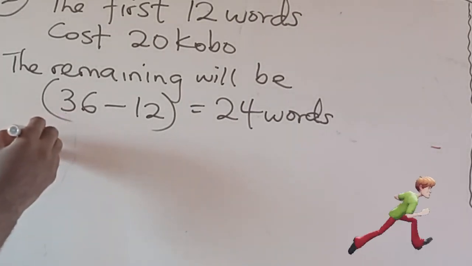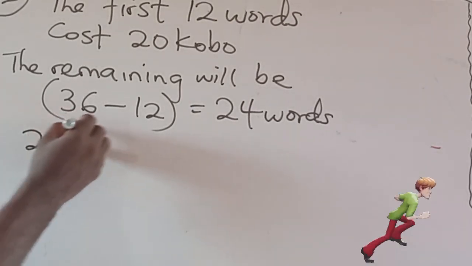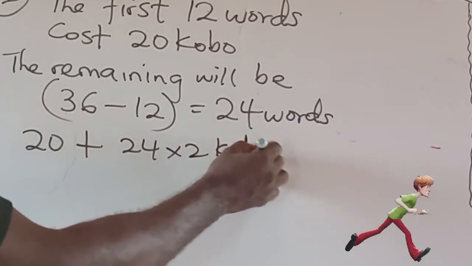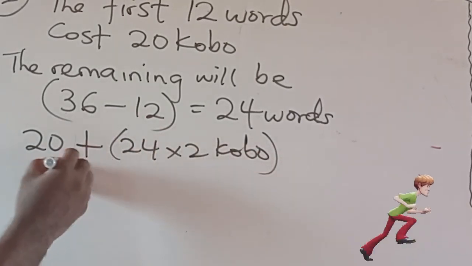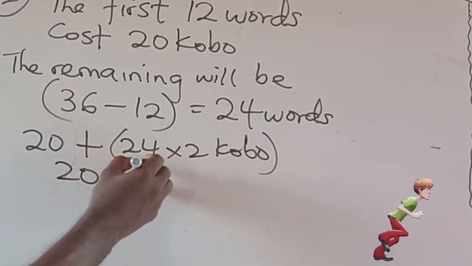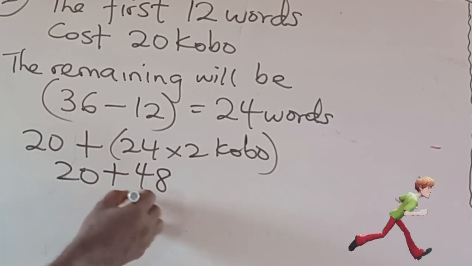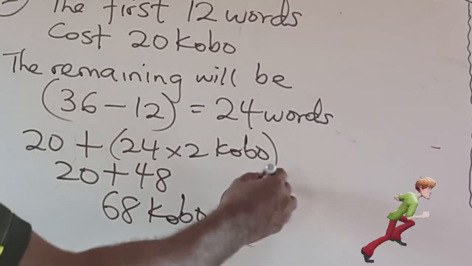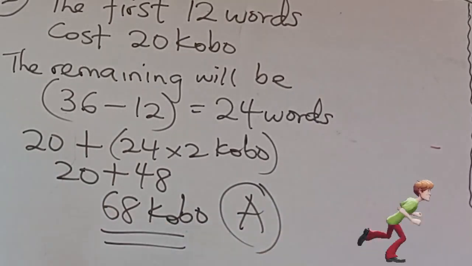Those 24 words will be multiplied by 2 because they say 2 kobo per word. So that will be the 20 that we got in the first, plus 24 times 2 in kobo. That will be 20 plus 48. If you add it together, we get 68 kobo. That is your answer. That's why we have A as our final answer.